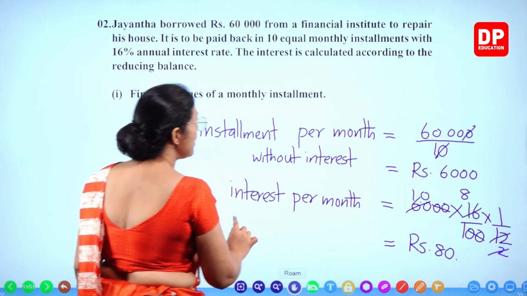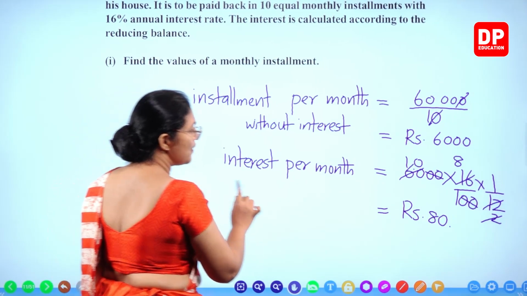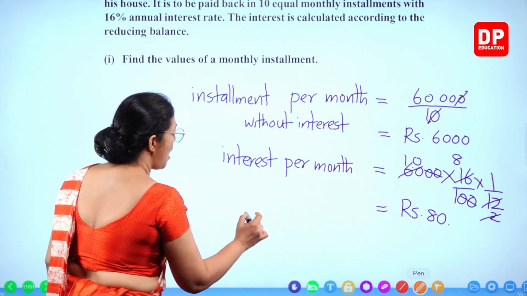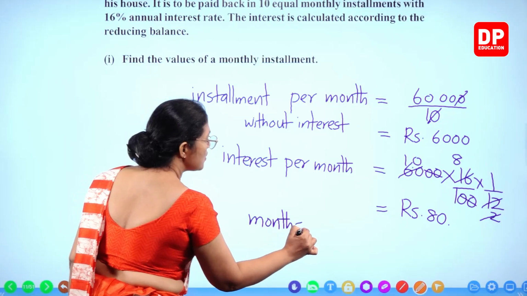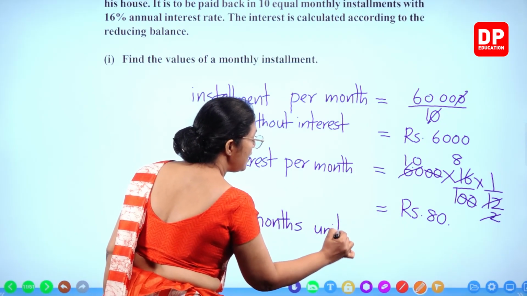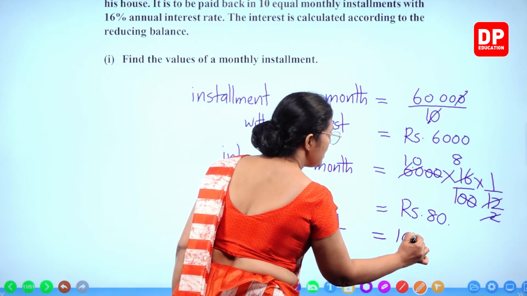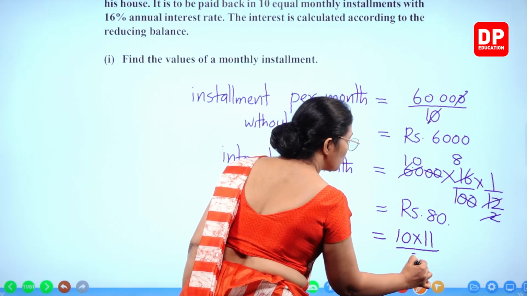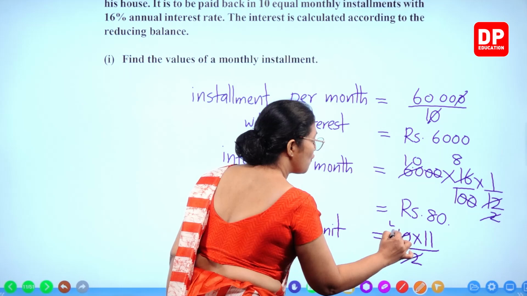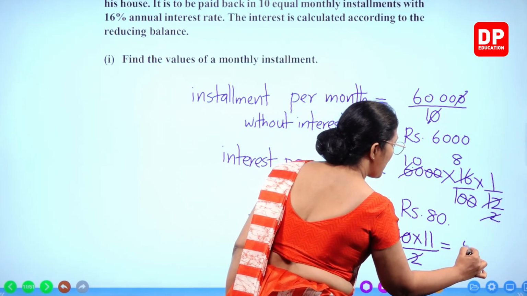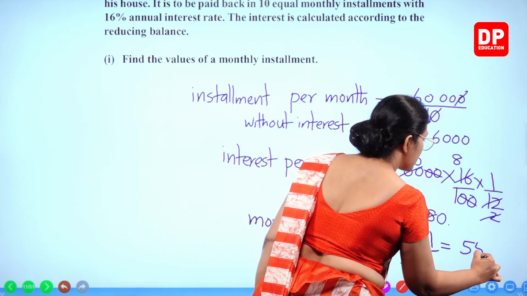Then this is using the reducing balance method. You have to find out the total months units. This is 10 equal months. So 10 into 11 divided by 2, n into n plus 1 divided by 2. 2 times 5. So 55 months units are there.